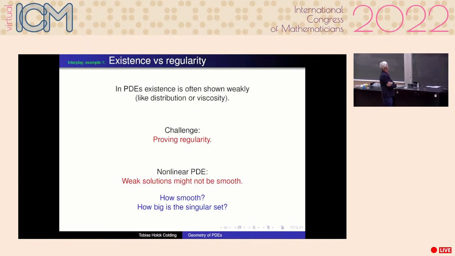A little bit about the three examples. So the first one, optimal regularity in PDE. In PDE, existence is often proved weakly. This could be either in a viscosity sense or in a distribution sense. The challenge is then to prove regularity. In nonlinear PDE, weak solutions might not be smooth. And the question is then how smooth are solutions and how large is the singular set?